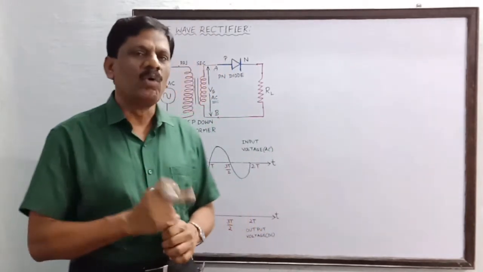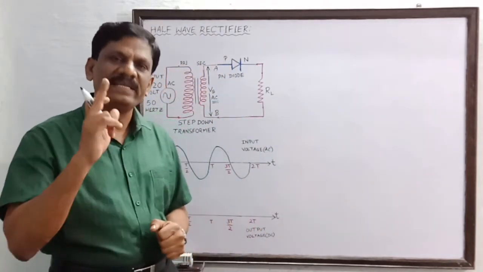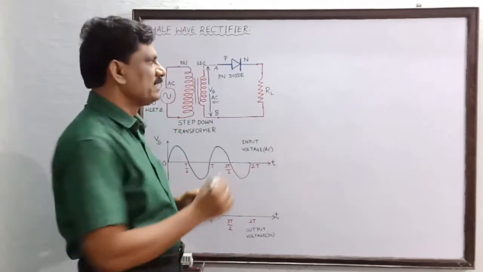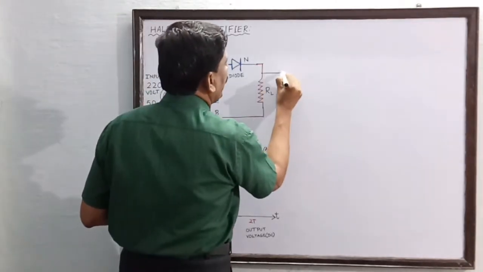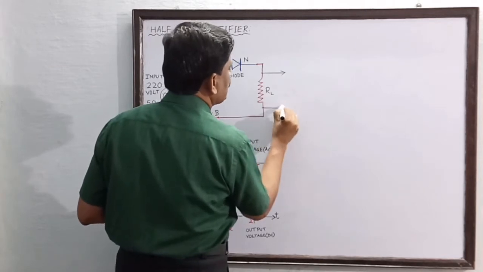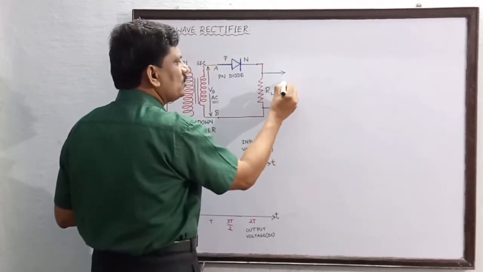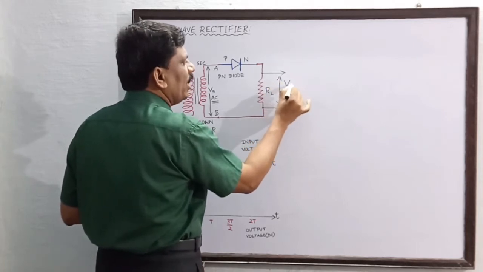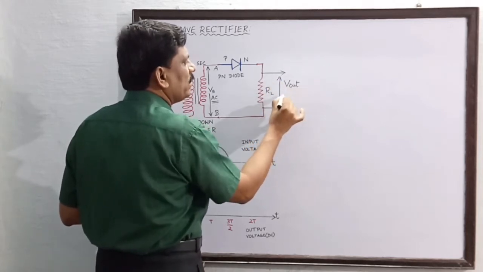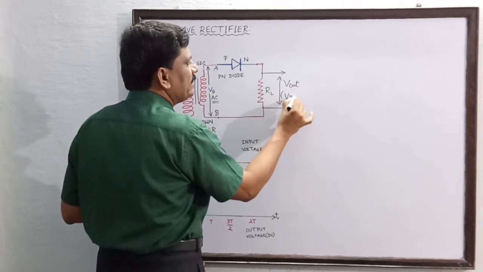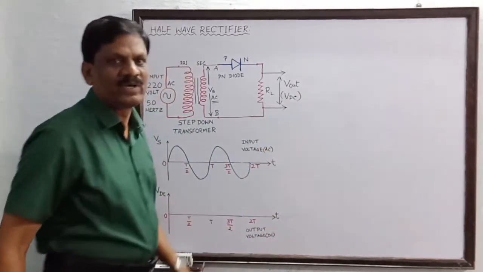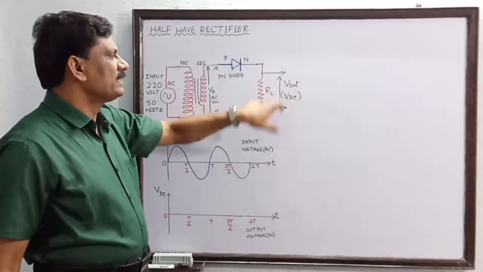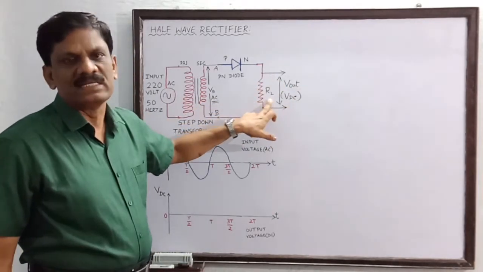Okay. So the output voltage, which is a DC voltage, is available only across this load resistance. So I connect two wires across this load resistance. Between these two terminals only we get V output, which is nothing but the DC voltage. Okay students. So the output voltage is available across the load resistance.